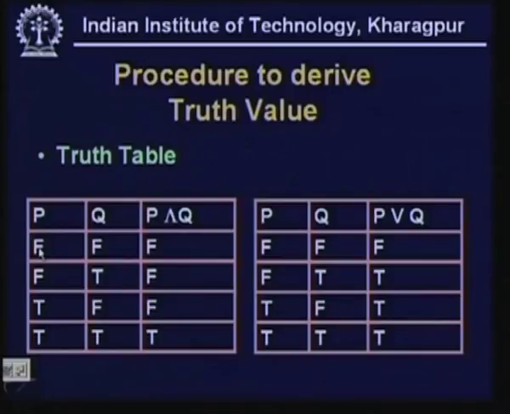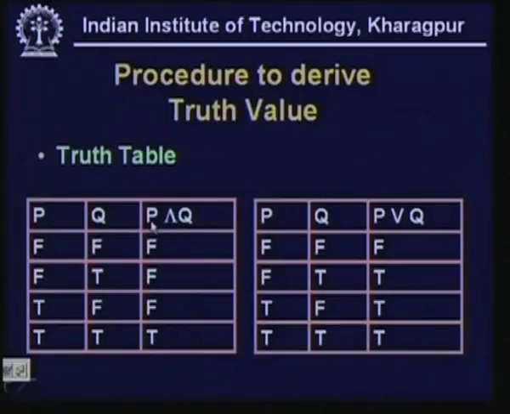There is a small thing to be noted here. We usually try to follow a system while we enumerate them. False, false, then we make one of them true: false, true, then we make the other one true and the other one false: true, false, and then true, true. So, this is a typical order in which we usually write.